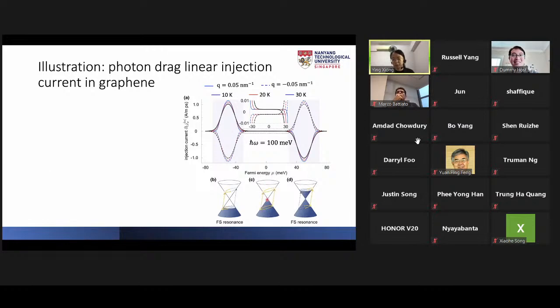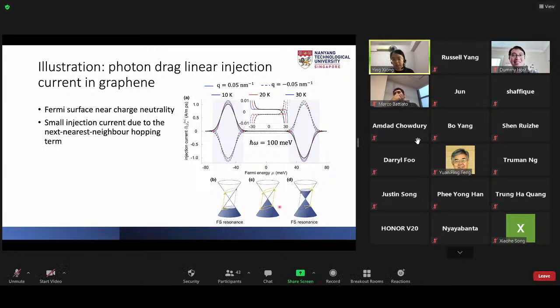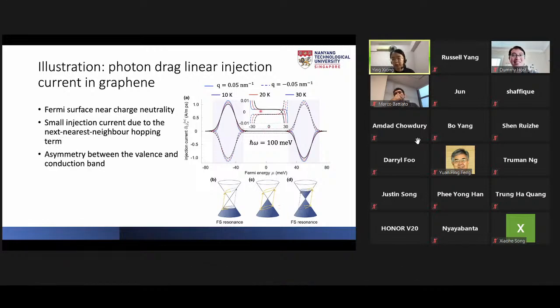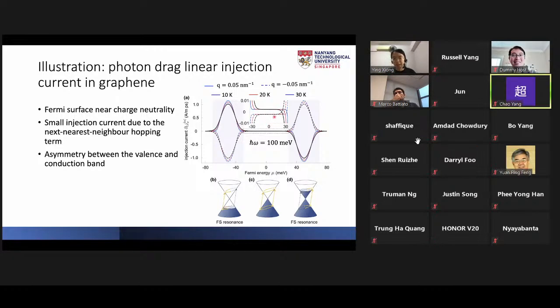However, when the Fermi surface is near the charge neutrality point, since the entire contour undergoes interband transition, there's almost cancellation for the group velocity between the plus K and minus K part. There's, however, a very small linear injection current as shown in the inset, and this very small injection current arises from the asymmetry between the valence and conduction band, and this asymmetry arises due to the next nearest neighbor hopping, which is very small. So we only have a very small current here.